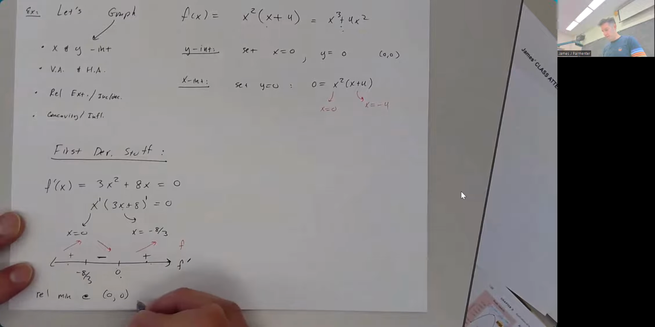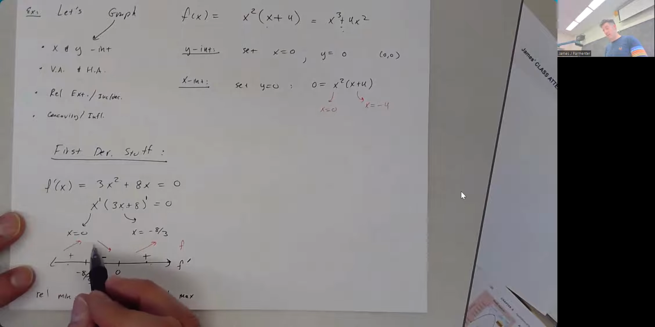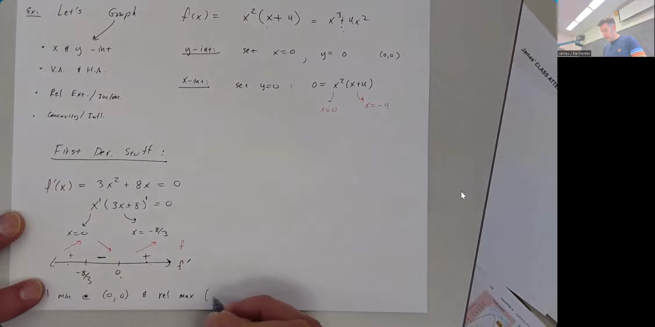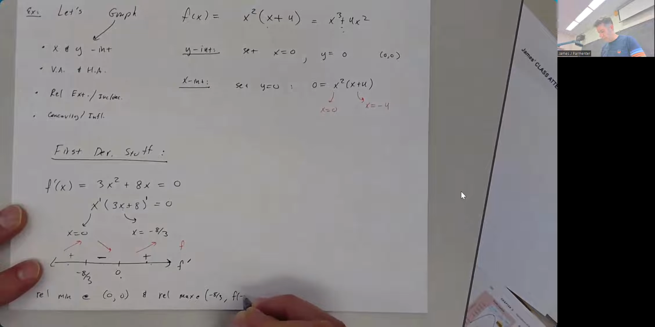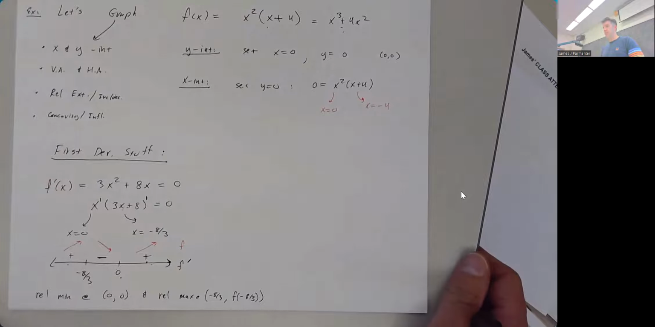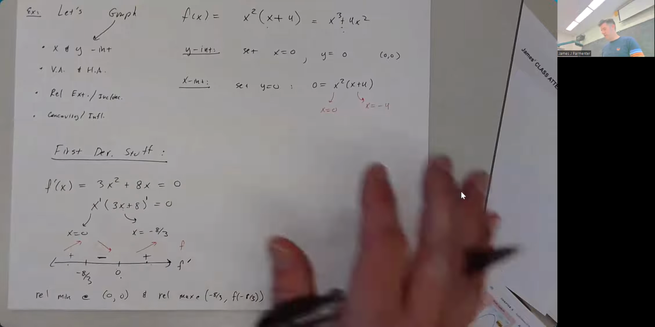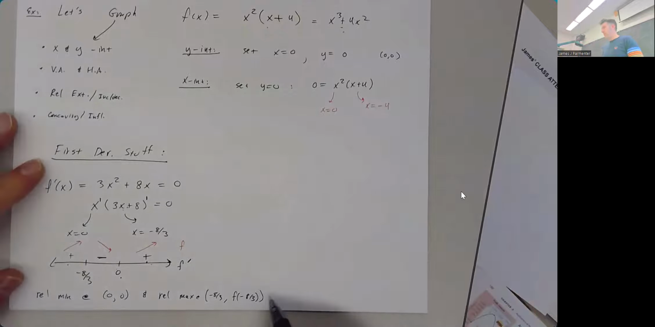On the other hand, we have a relative maximum right over here because we're increasing to the left and decreasing to the right. So it's going to be a relative maximum at -8/3, comma. Here's what I do if I don't want to spend the time to find the point right now. I write f of -8/3. I was hoping to save this room for the graph, but we should find it. Typically, yeah, fine. We can find that.